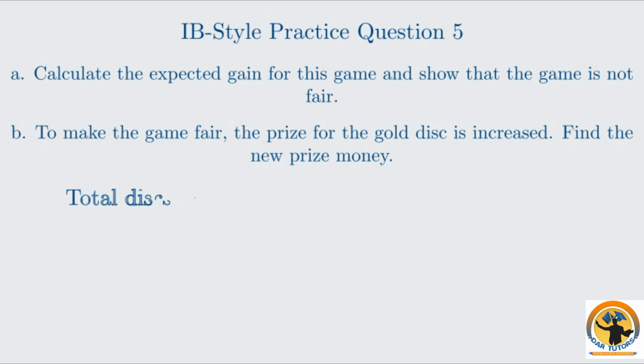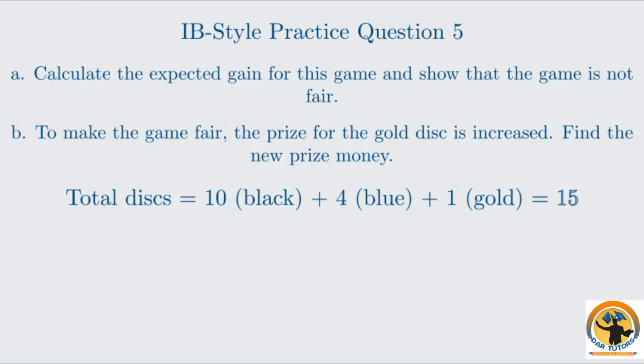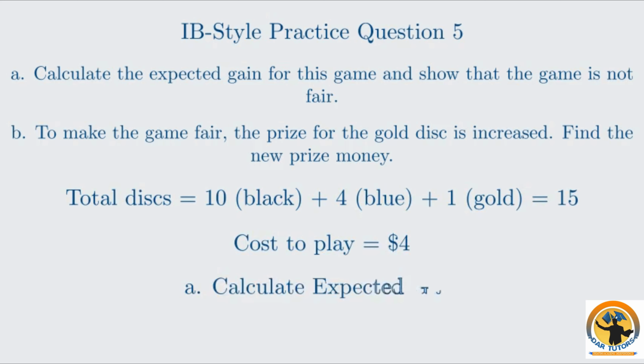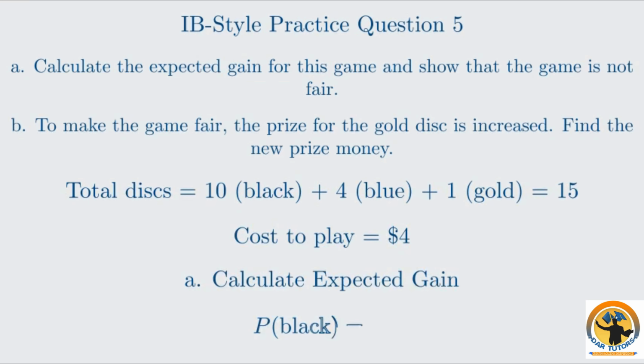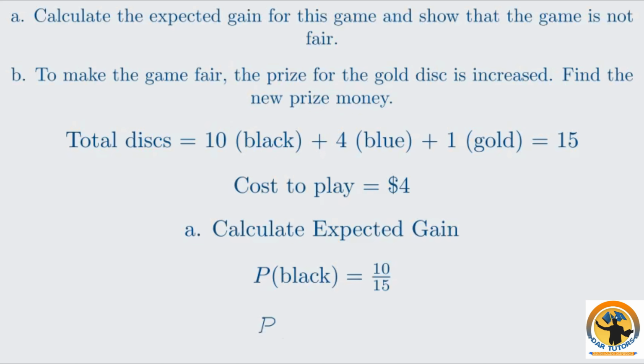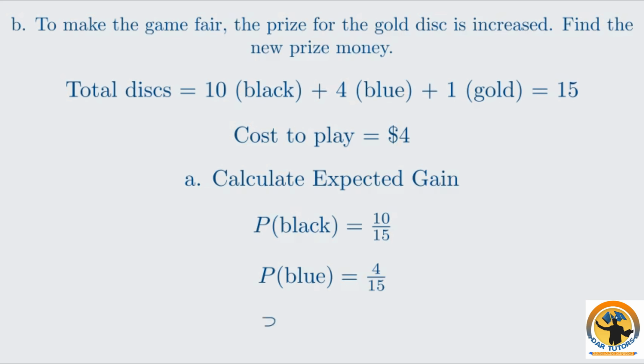First, let's find the total number of discs, which is 10 plus 4 plus 1, equaling 15. The cost to play is 4. For Part A, we calculate the player's expected gain, which is E(winnings) minus the cost. The probability of winning $1 with a black disc is 10/15. The probability of winning $5 with a blue disc is 4/15. And the probability of winning $20 with a gold disc is 1/15.